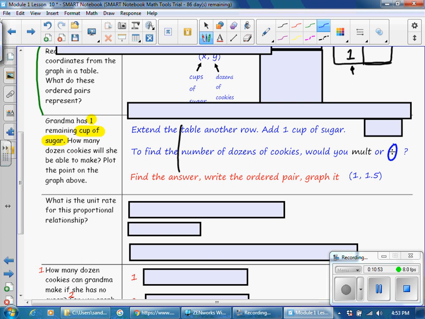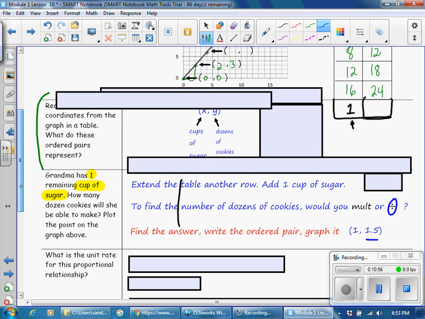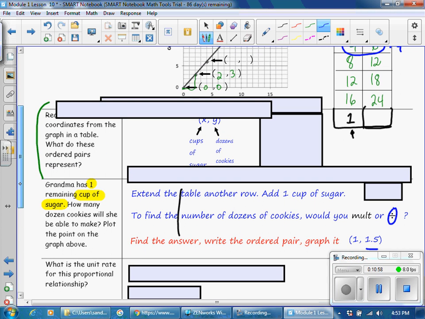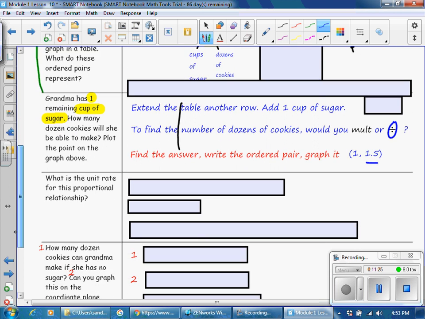And now it says to graph that amount. So we'll go up and graph the ordered pair 1, 1.5. We go over to 1 and then up 1.5, and it will be right there. So I want you to notice that the unit rate is on the line that shows the proportional relationship. That's the unit rate, 1 and 1.5. Also, 0, 0 is on that line that shows the proportional relationship.